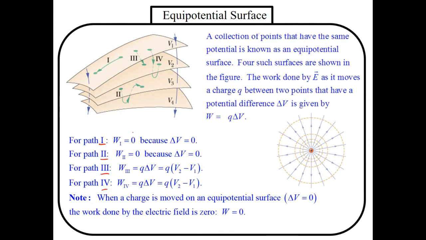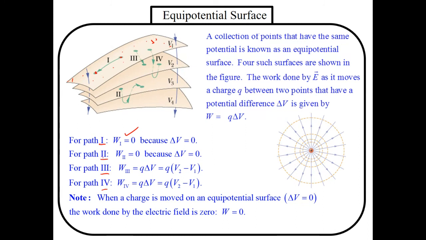Zero. Because each and every point on the first layer has the same value. So if you want to move from one point to another point, what should be your net work done? It's zero. So potential difference will automatically be zero. For example, I say 50 volt minus 50 volt, which gives you zero.